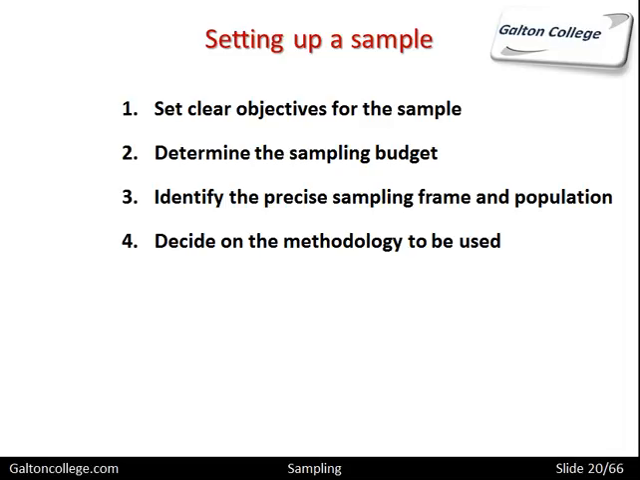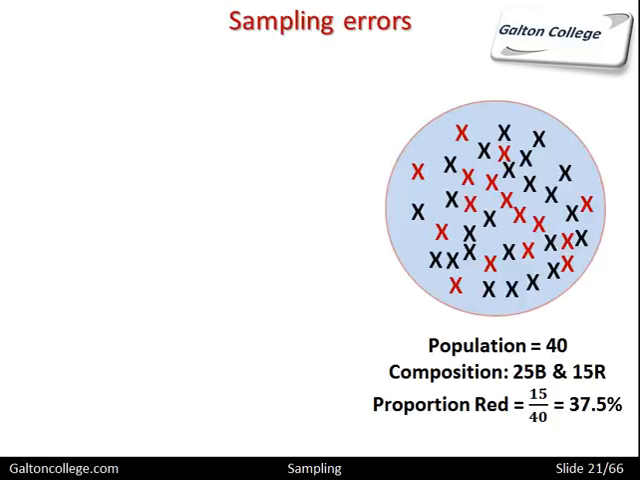Let's look at the whole idea behind sampling. Let's just have a talk about the whole idea behind sampling. Let's say we have a population here. We have lots of X's in here, red X's and black X's. And let's just say there are 40. I don't know how many are in here actually, but let's say there are 40.